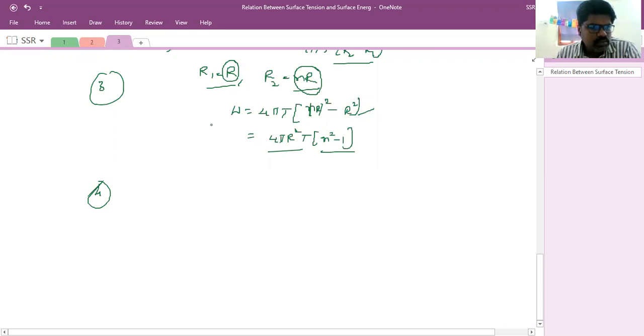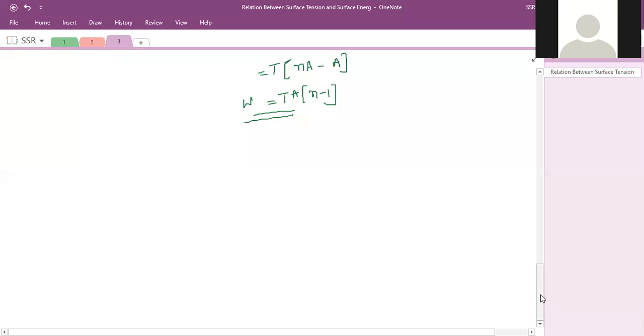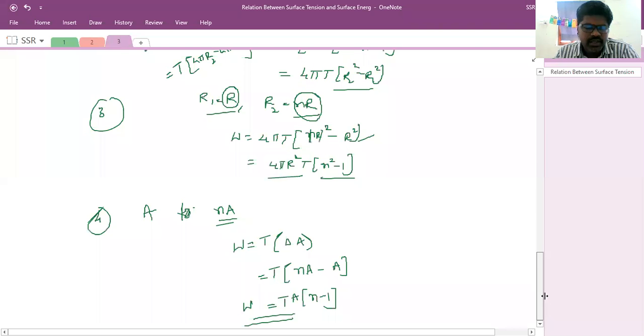Suppose we now take the work done to increase area A to NA. The area is increased from A to N times A. Then what should you do? W is equal to T delta A. T into delta A means N into A, the final area, minus the initial area A. So this will become T into A into N minus 1. The work done to increase the area A to N times A will be T into A into N minus 1. Are you clear on this?